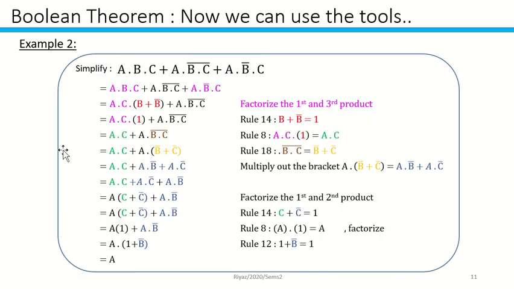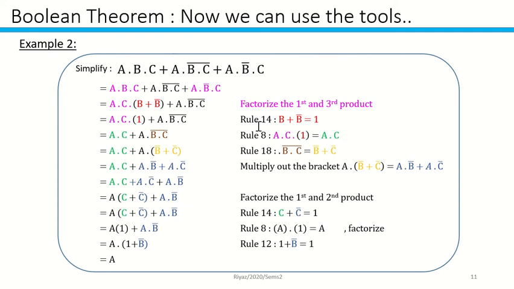So we can use the tools to simplify the Boolean expression. When you have a Boolean expression of a dot b dot c plus a dot b dot c bar plus a dot b bar dot c. First you try to factorize the first and third product, which has a and c. You just take out the a and c, and put them over here, so you have a c times b plus b bar, and then you repeat the a dot b plus b dot c bar.